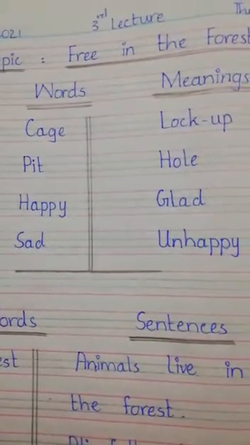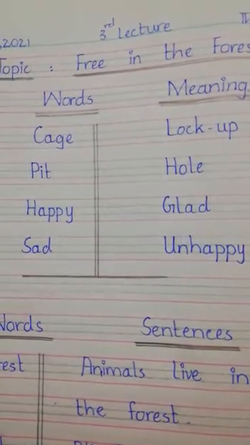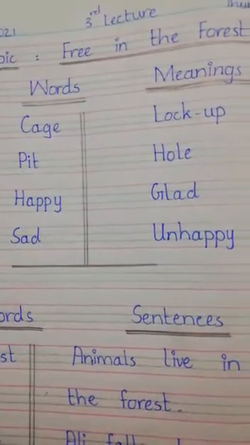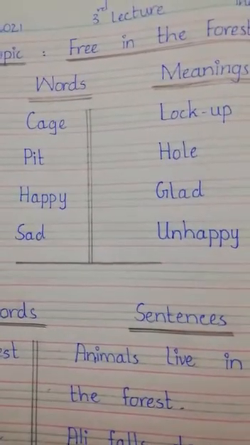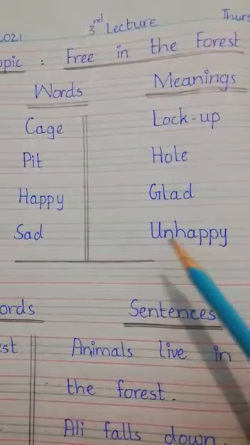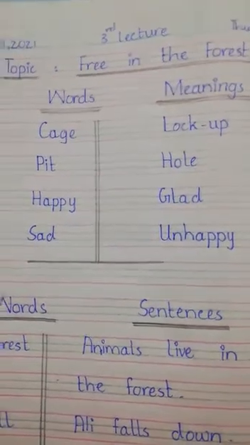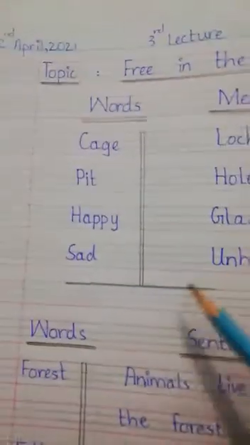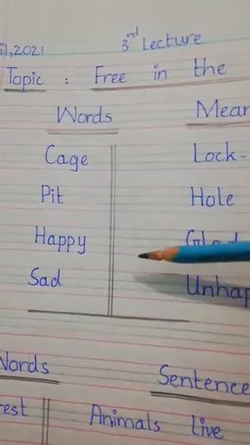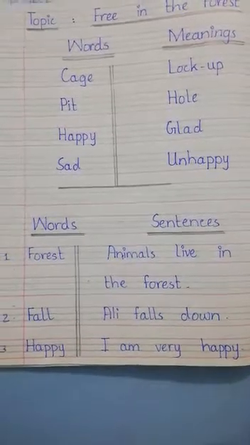Interesting word. Happy. You know the meaning? Very good. What is the meaning of happy? Glad. Khush. Okay? Sad. What is the meaning of sad? Unhappy. Okay? So these are your words meanings. Here you will write words and here you will write meanings. You have to draw a line between these words. Okay? Very good.